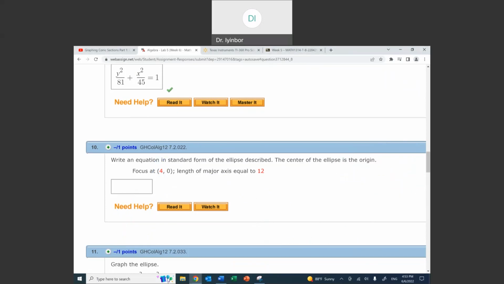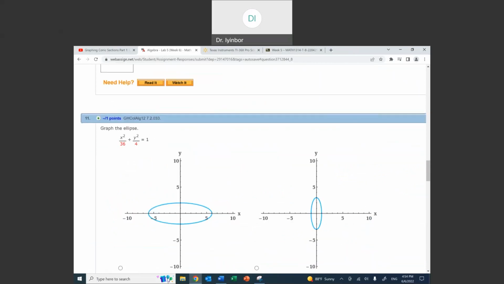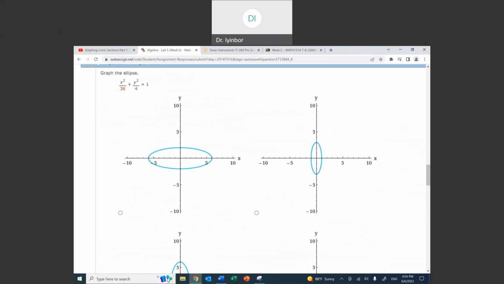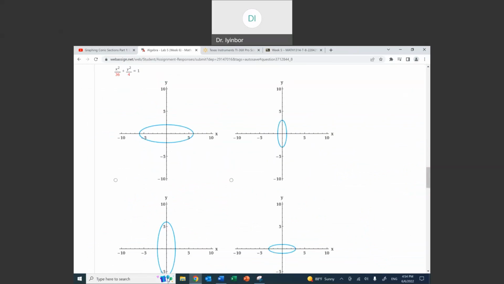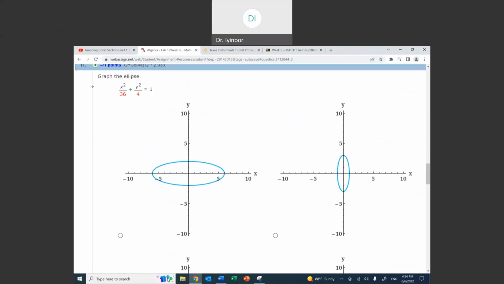Okay, that was 10. Now, number 11, what do you have for number 11? For number 11, you have to pick which one of the graphs here is given by the equation. So looking at the equation, remember what I told you, that major axis is the bigger number. So here, major axis is x because 36 is bigger. So that means my ellipse is going to be like this. So it's not this one.